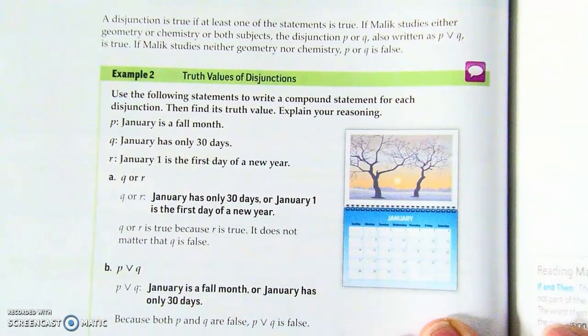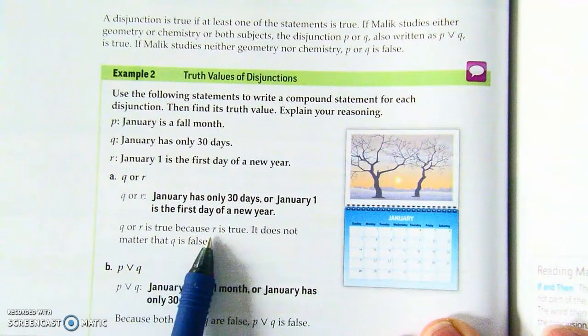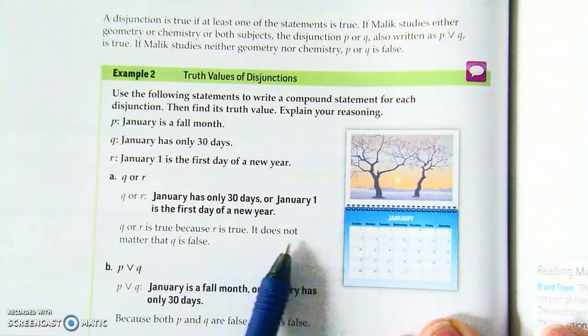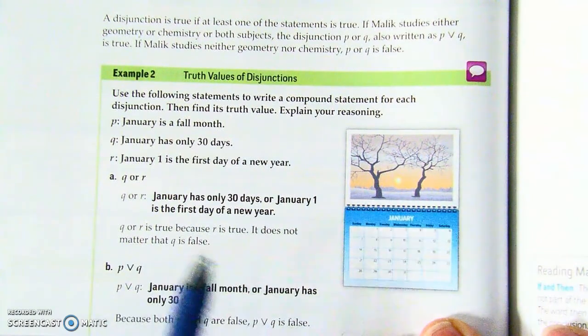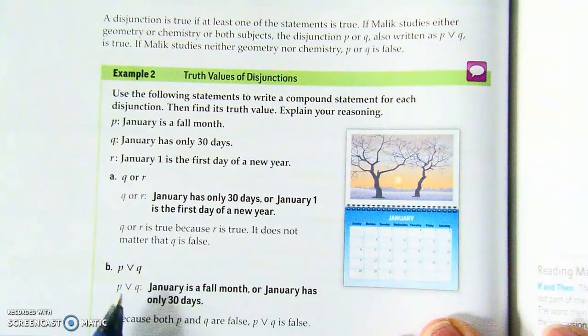So does January have 30 days? Q or R is true because R is true and Q is not. It does not matter that Q is false. So it only matters that only one scenario is true. Okay. So now here's another one.